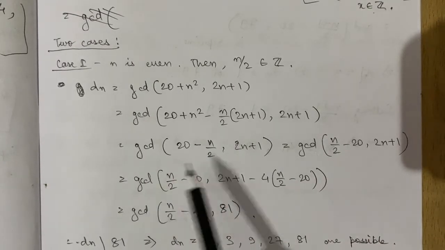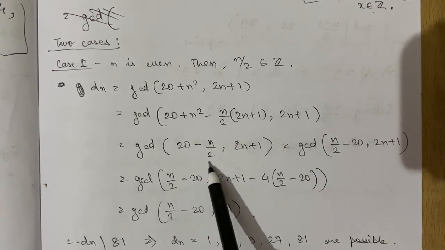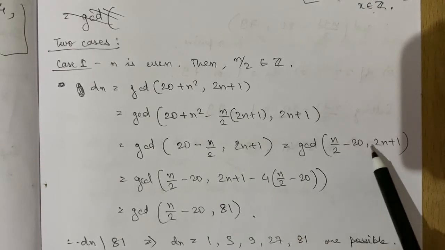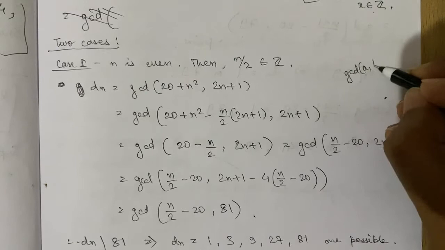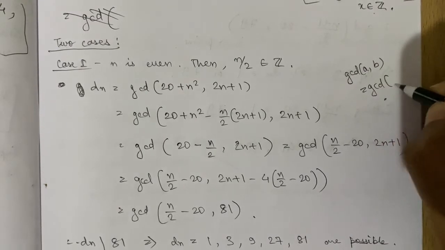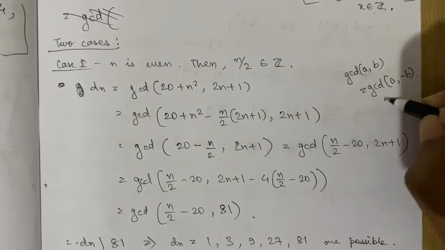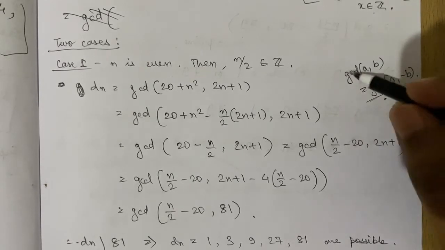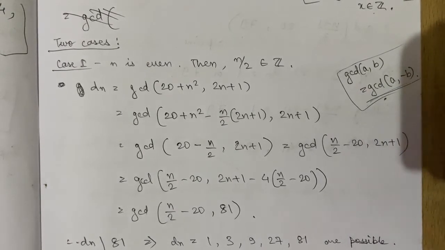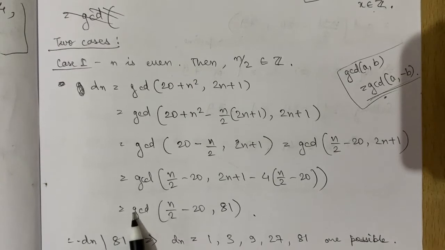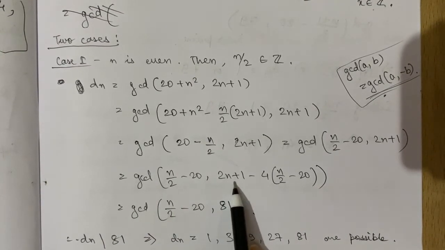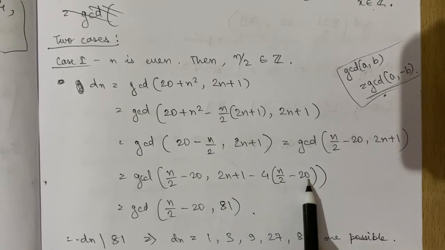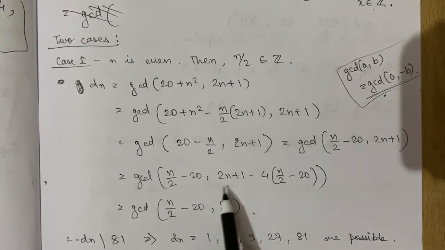But first observe that GCD of 20 minus n by 2 and 2n plus 1 is the GCD of n by 2 minus 20 and 2n plus 1. So basically GCD of a and b equals GCD of a and minus b. You can try to prove this property, but I'll just use it here. And so GCD of n by 2 minus 20 and 2n plus 1 minus 4 times n by 2 minus 20. So 2n gets cancelled out and this becomes 81.